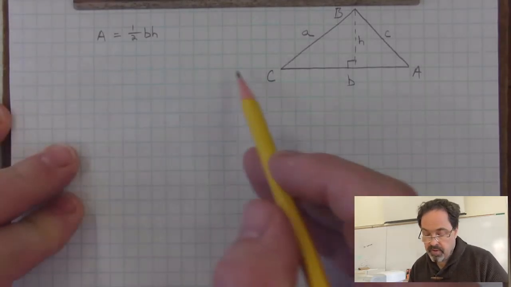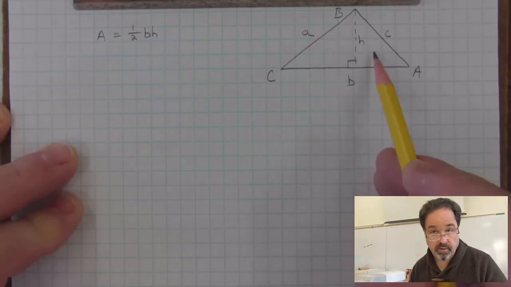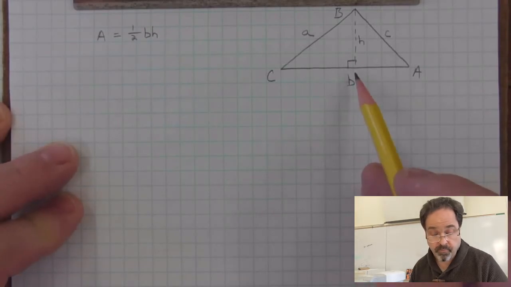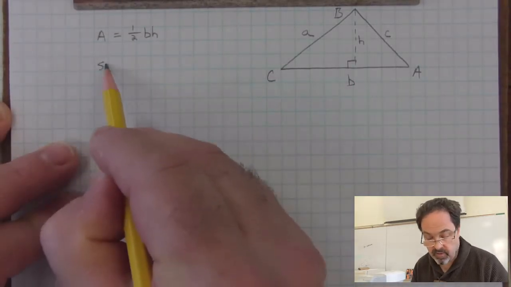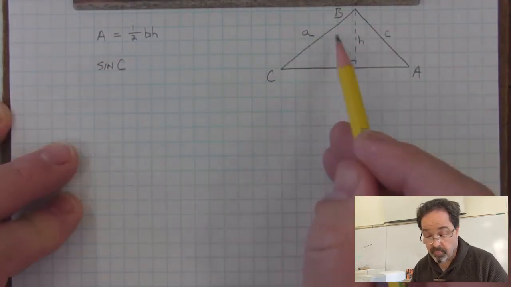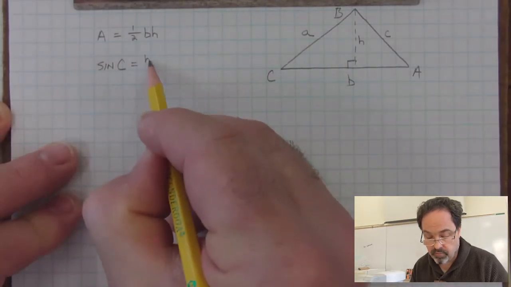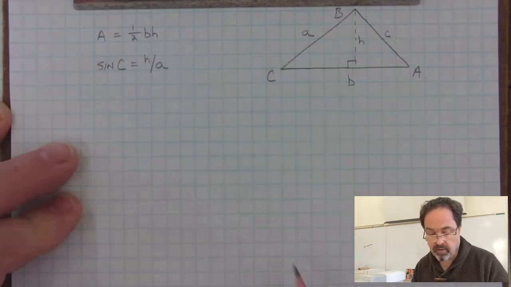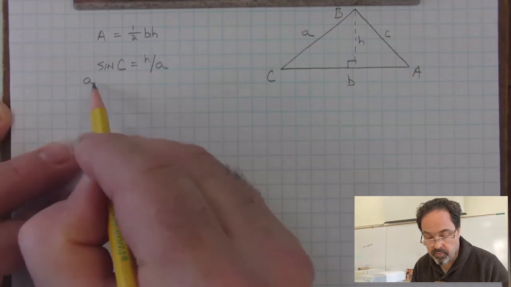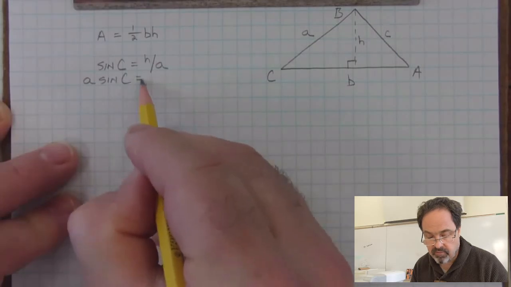I'm going to observe that in this diagram, two right triangles were created inside. And with right triangles, we can use trigonometry. I can observe that if I take the sine of angle C, it's equal to the ratio opposite over the hypotenuse of this right triangle inside, or sine C is equal to H over side A. I can modify what I have here very simply by multiplying both sides by side A to get A times sine of angle C is equal to H.